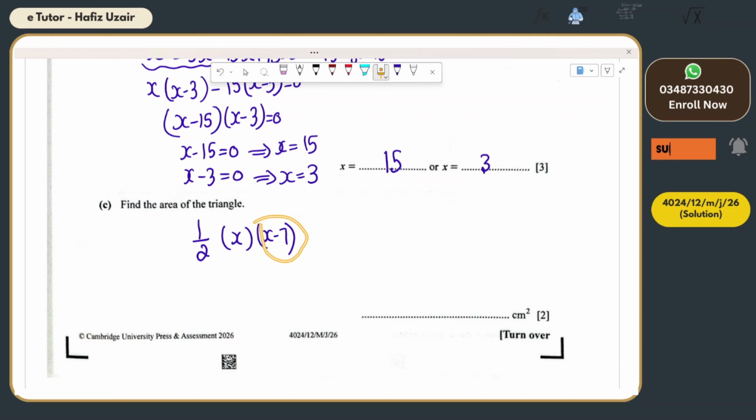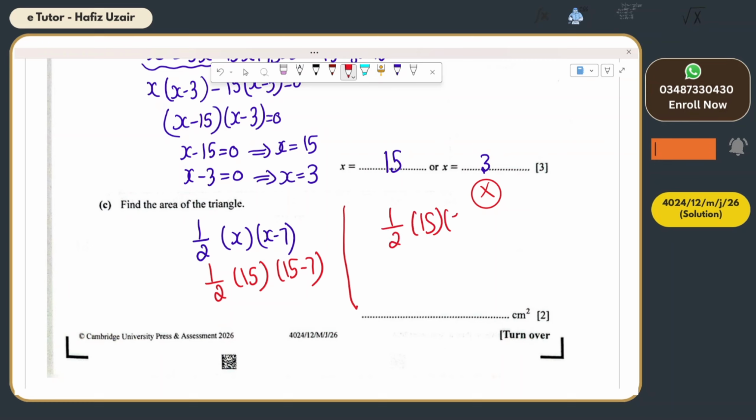So if you put 3 over here, 3 − 7 is −4. So this is not possible, because the length cannot be negative, height cannot be negative, so you need to use 15. So you can write 1/2 times 15 times (15 − 7). That will produce 1/2 times 15 times 8, that is 15 times 4, and then you have 60 cm² as your answer.